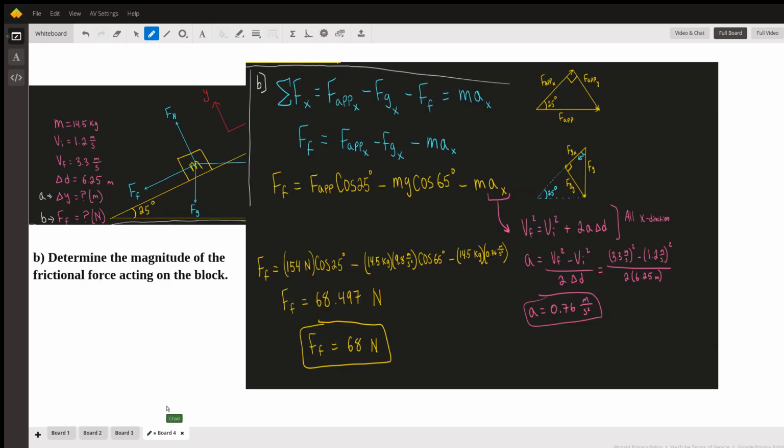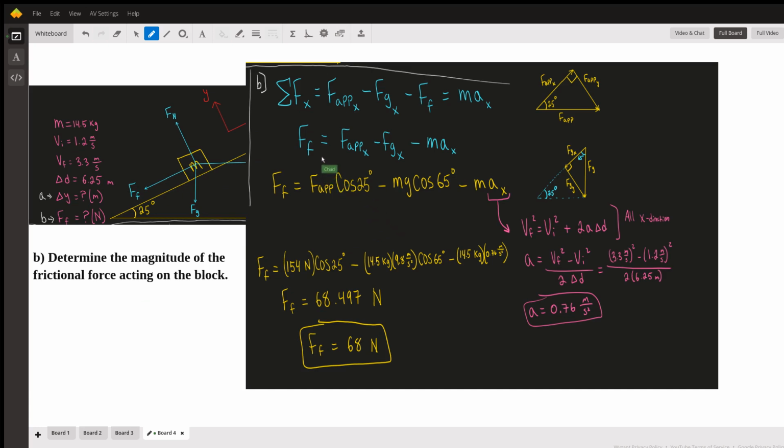And then for letter B, we're trying to determine the magnitude of that frictional force. So once again, here is our free body diagram with a list of knowns and unknowns. If we look at our free body diagram, hopefully we recognize that the frictional force is acting in the negative x direction. Since I've defined positive x as up the ramp, friction is obviously going to be opposing that motion, so it goes down the ramp in the negative x direction.